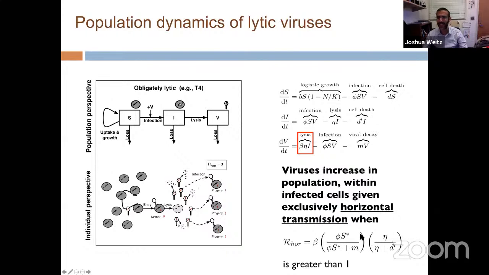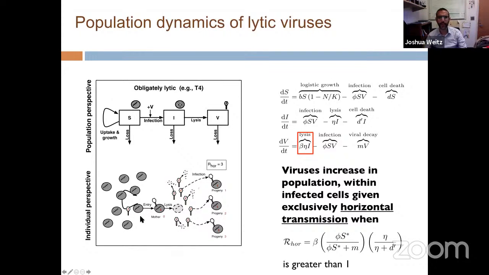Let me unpack this. Let's take the perspective of an infected cell. An infected cell will lyse η over η plus d' of the time, because it could either die via some other mechanism or through viral lysis. So a fraction of the time, it will lead to a burst event producing β viruses. Of these, only a fraction will infect cells, which, as you can see, depends on cell densities.